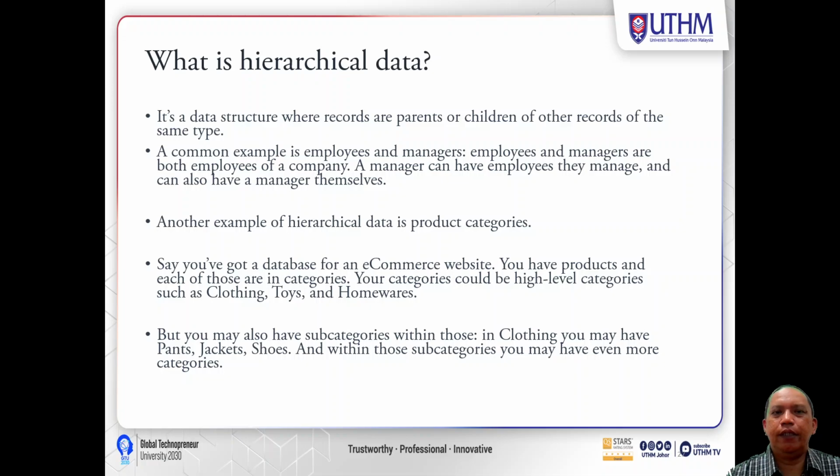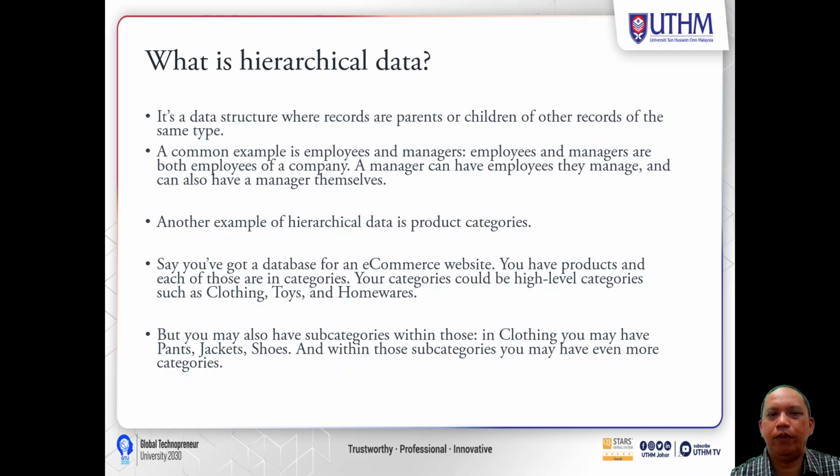Another example of hierarchical data is product categories. Say, for example, you have a database from an e-commerce website. You have products and each of them is in a category. Your categories could be high-level categories such as clothing, toys, and homewares, but you may also have subcategories within those.